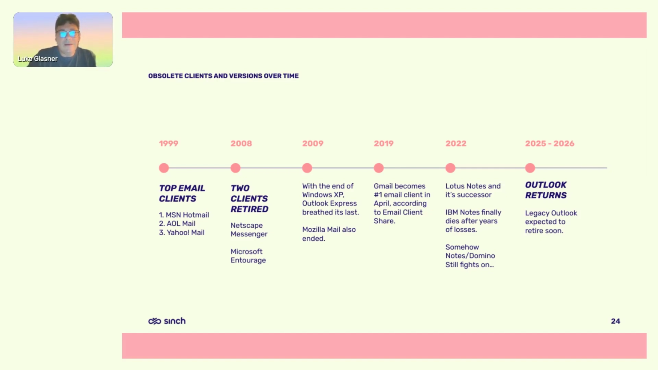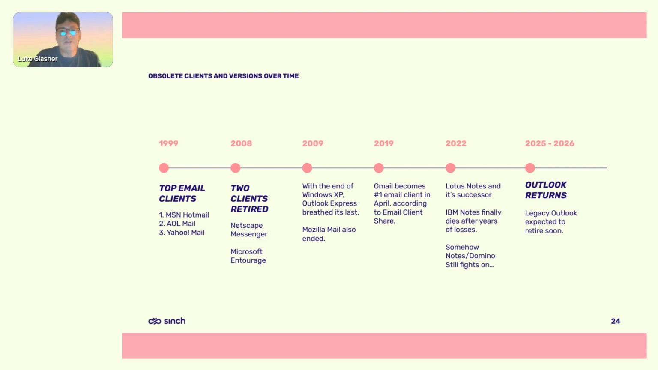And some version of these still exist today, although we have different clients that are the top ones. In 2008, 2 clients that were in use retired. One was Netscape Messenger, and the other was Microsoft Entourage. For those of you who used to work in mixed Mac and PC offices, you may remember Entourage, which was kind of like the Mac Outlook. But in 2008, those both got sunsetted.